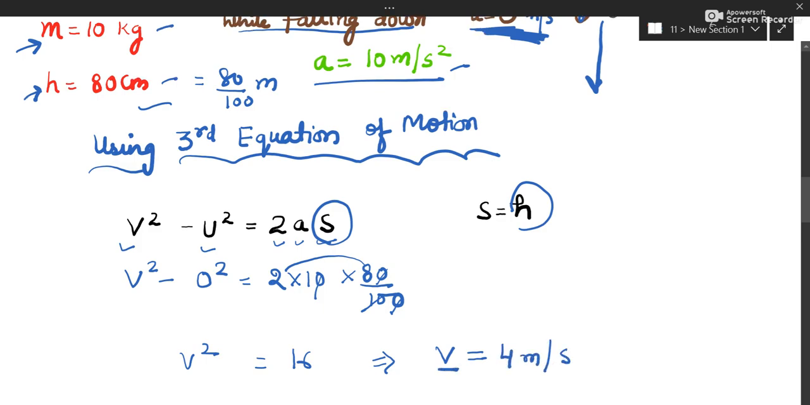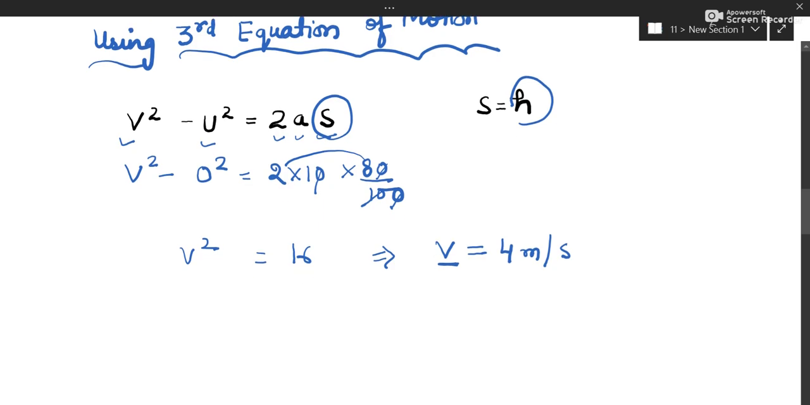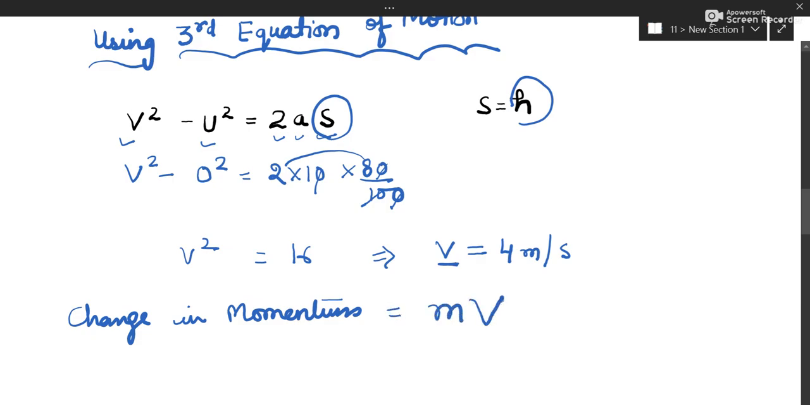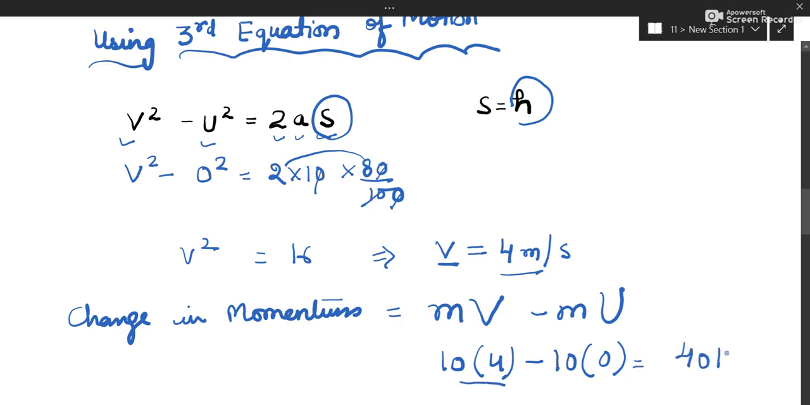Now we have to find out how much momentum it transfers. That means we have to find out the change in momentum, right? Change in momentum will be equal to final momentum, that is mass into final velocity, minus mass into initial velocity. Let us substitute: 10 kg mass of dumbbell, final velocity is 4, and this is 10 and initial velocity was 0 because it is falling down. So 10 into 0 is 0, so it is basically 40. This much momentum is being transferred.